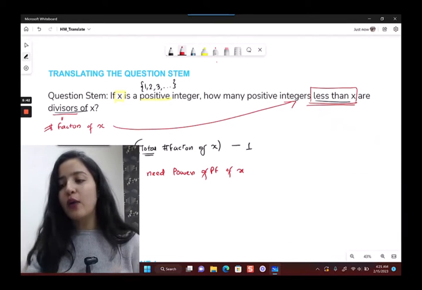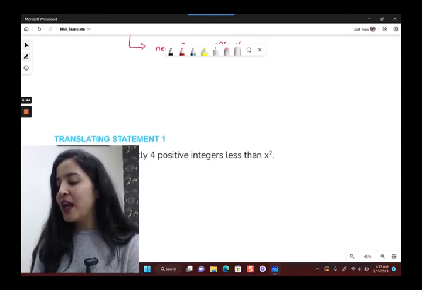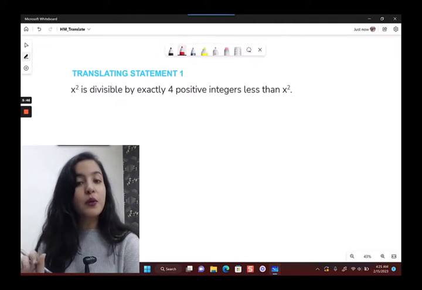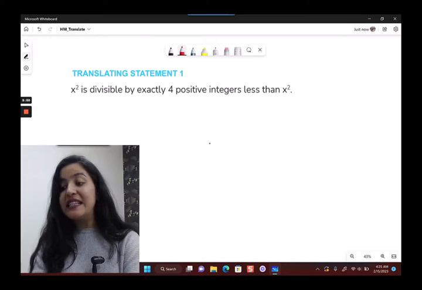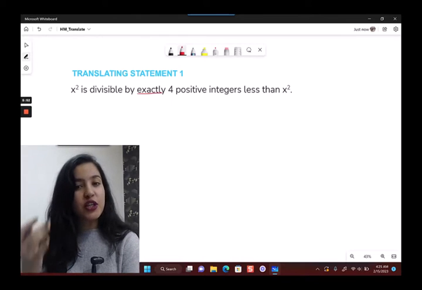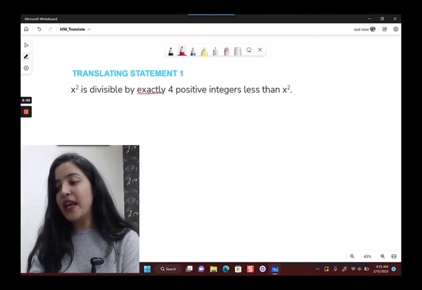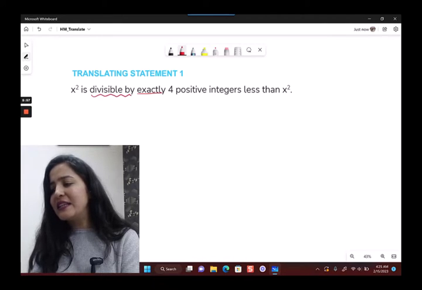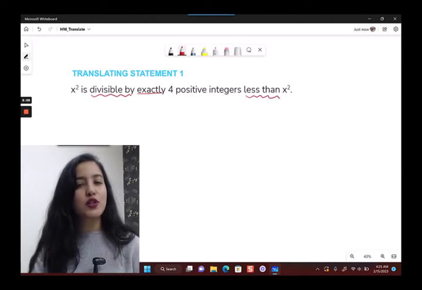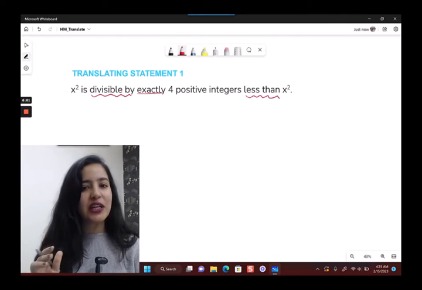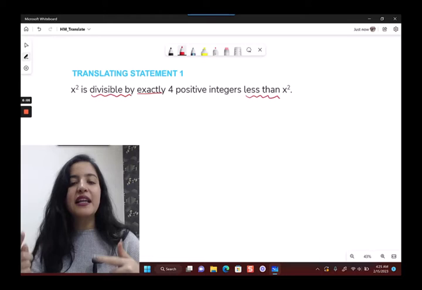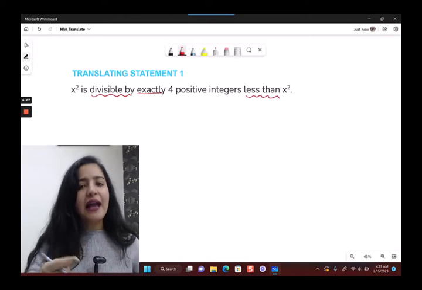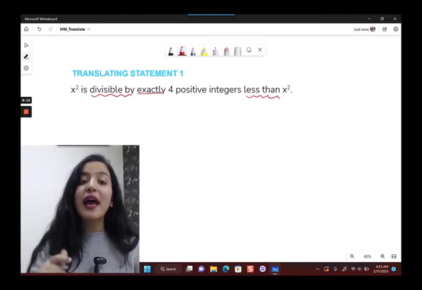So if we can find these powers of prime factors, then we can find the answer. Simple enough. Now, let's look at statement 1. Alright, so this is statement 1. x squared is divisible by exactly 4 positive integers less than x squared. So you have a slight difference here, but a lot of it is also common. See, it's along the same lines really. Slight change is what? Instead of saying divisors, it now says divisible by. And instead of providing information about x, it now gives information about the square of x.